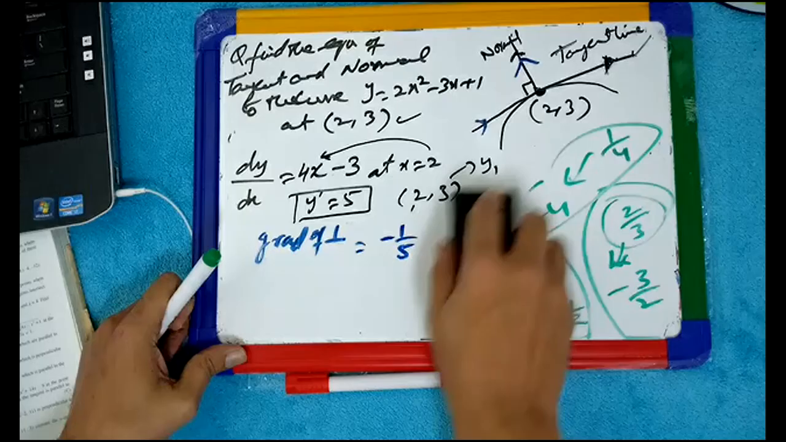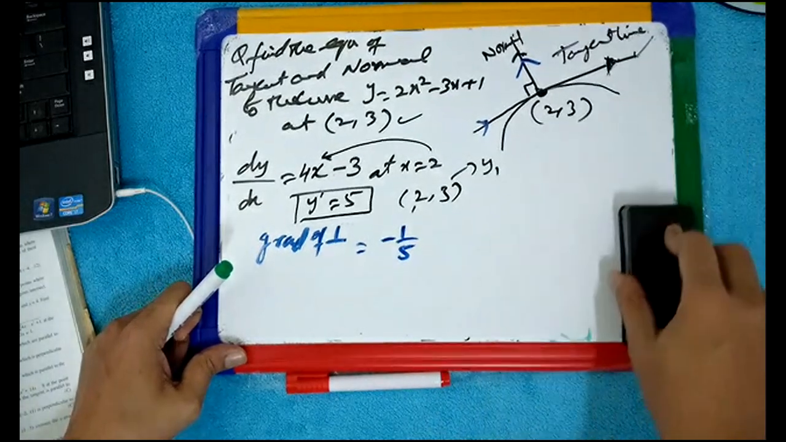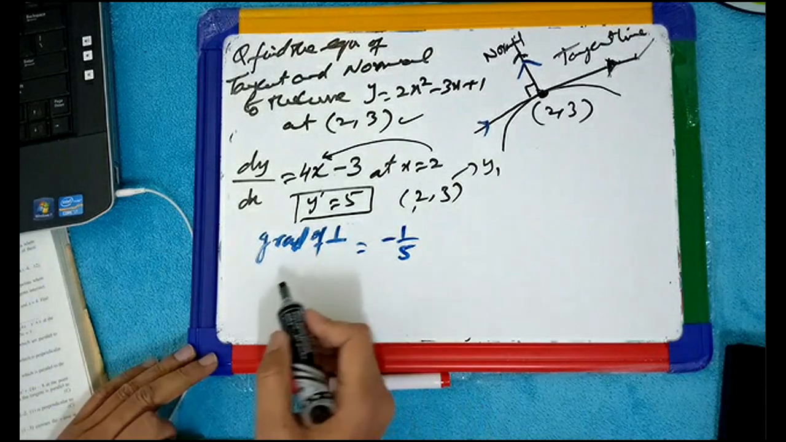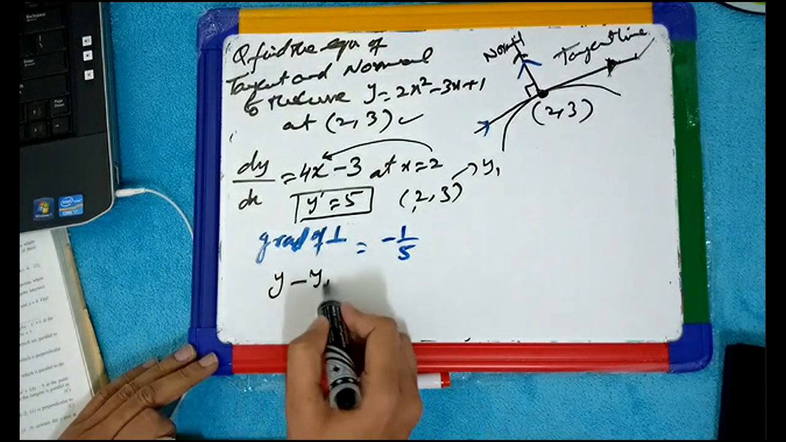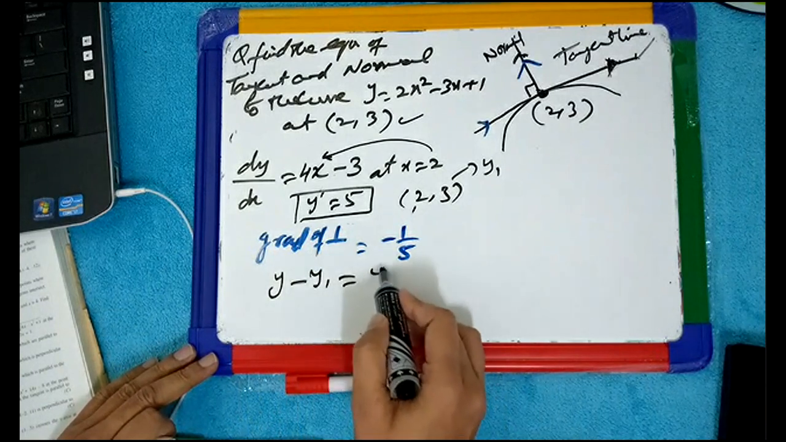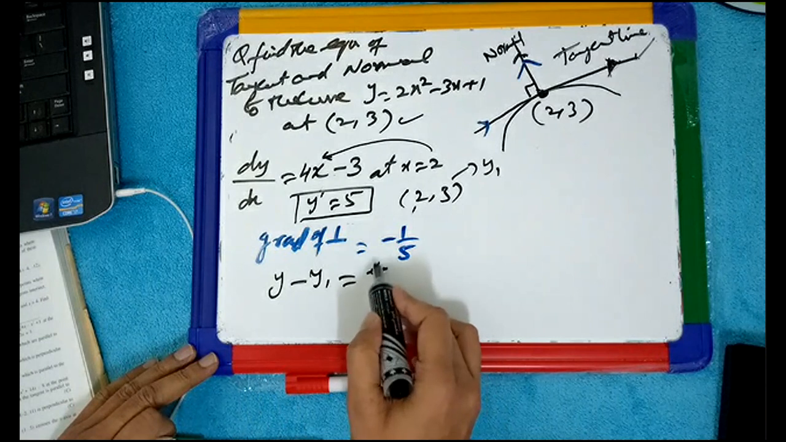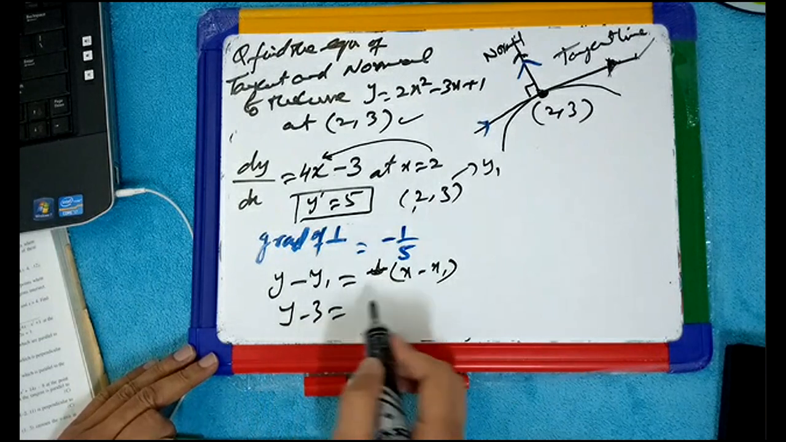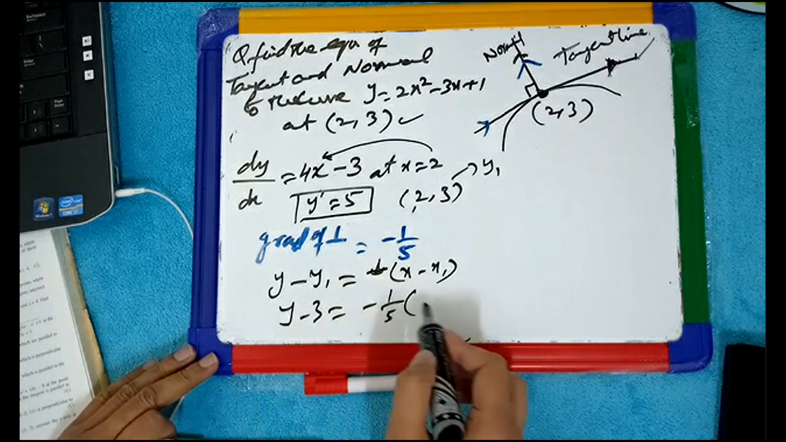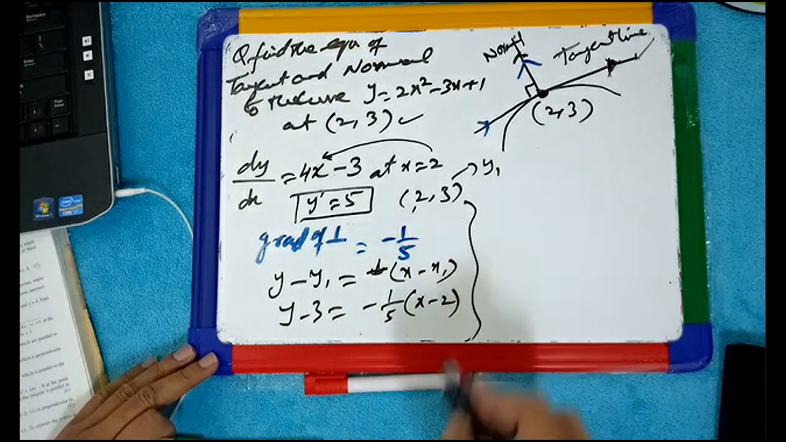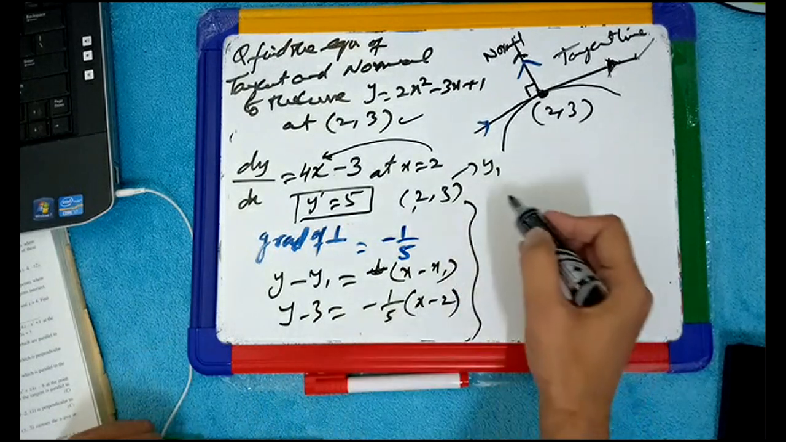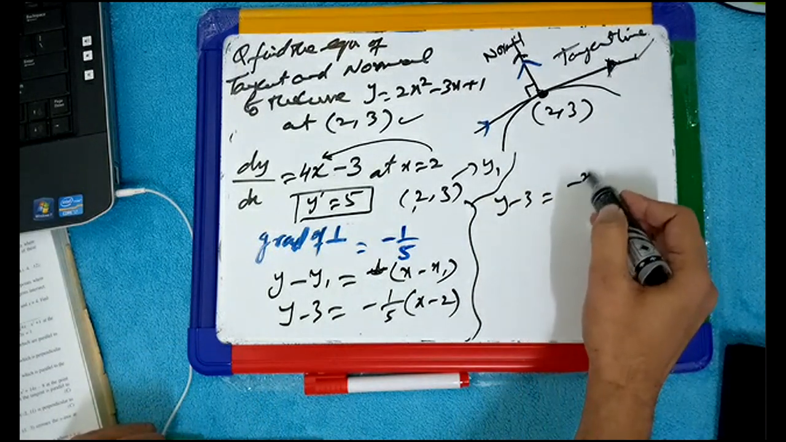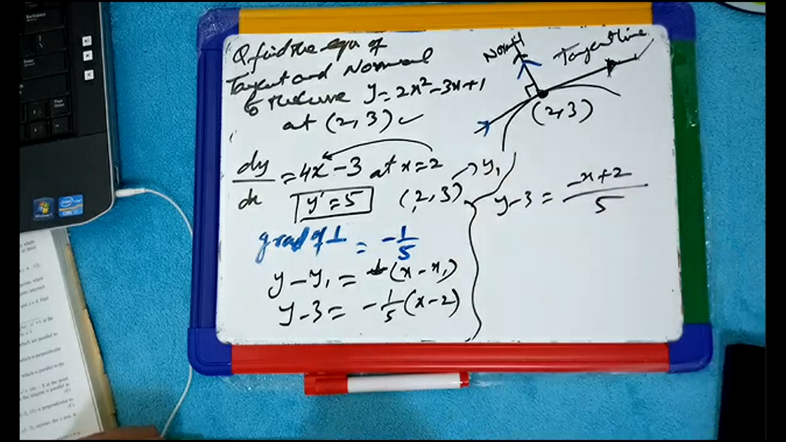Okay, now we will find the normal equation. The normal equation will be the same, very easy. Only in place of the tangent gradient, use the normal gradient: y minus y1 equal to normal gradient times x minus x1. So y minus the same 3 equal to minus 1 over 5 times x minus 2. Got it? This 5 is dividing, so always do some smart calculation. Minus x plus 2 is the numerator and 5 is the denominator. You agree with me?